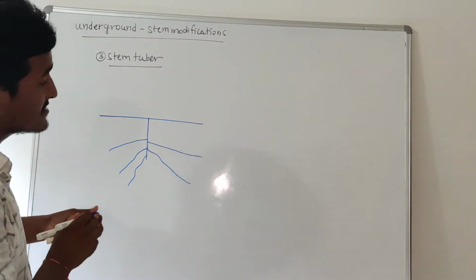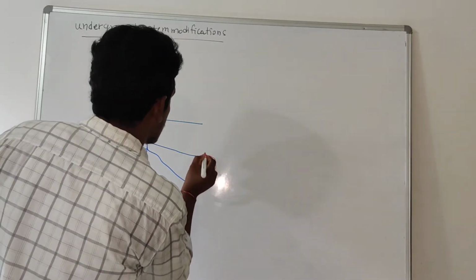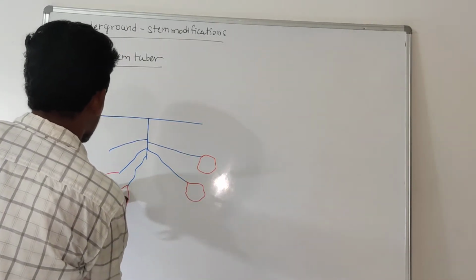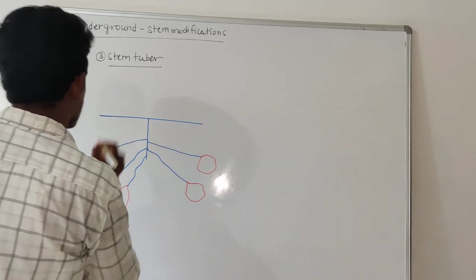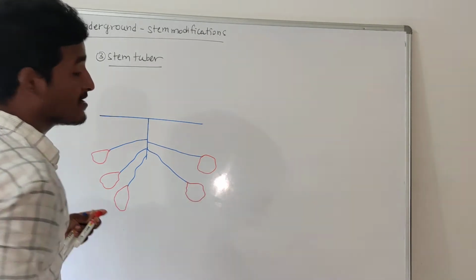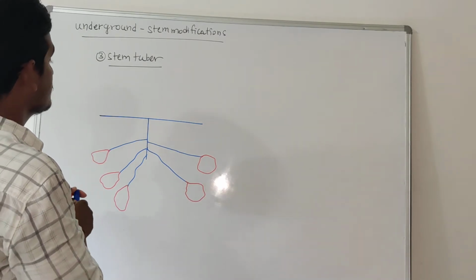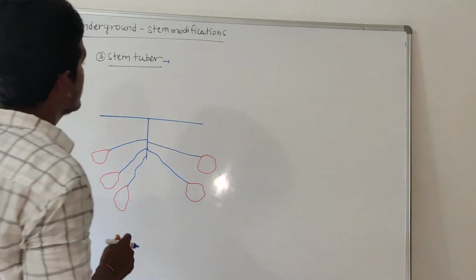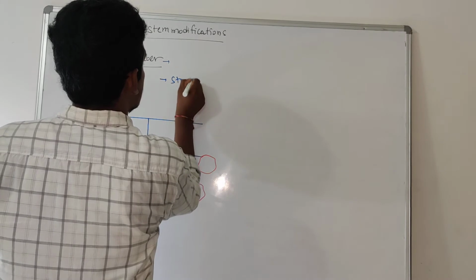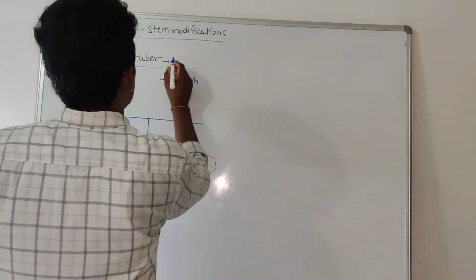The swollen apex of a branch we call a stem tuber. How does it become swollen? Because it stores food material, that's why it becomes swollen. What type of food material is present in this stem tuber? That is starch. An example for this one is Solanum tuberosum, potato.